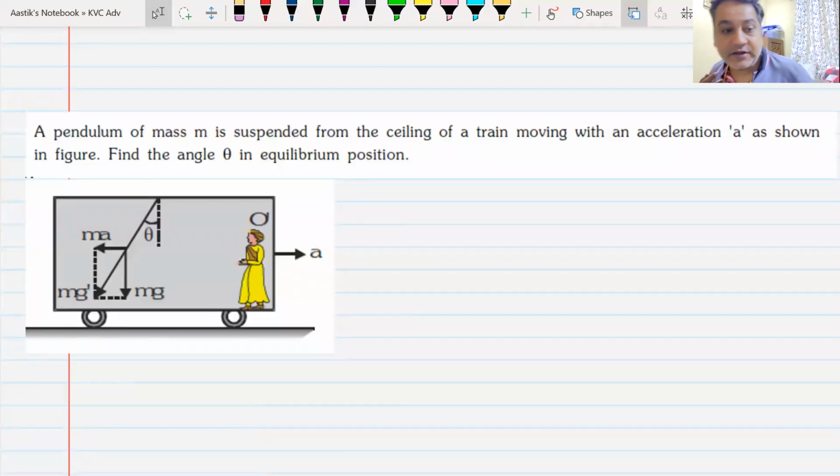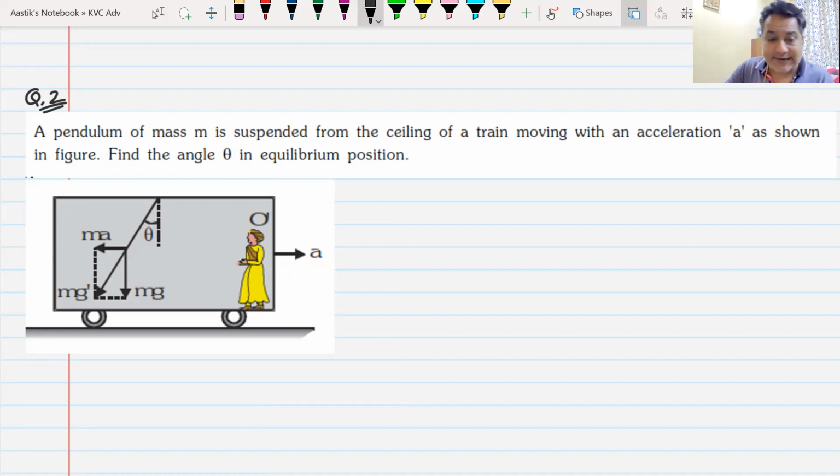So try this problem. A pendulum of mass m is suspended from the ceiling of a train moving with an acceleration a. Find the angle of this bob in equilibrium. When it is in equilibrium, what is the angle of this bob with respect to the vertical axis? This is what they are asking. I'll give you 2 minutes to solve this.